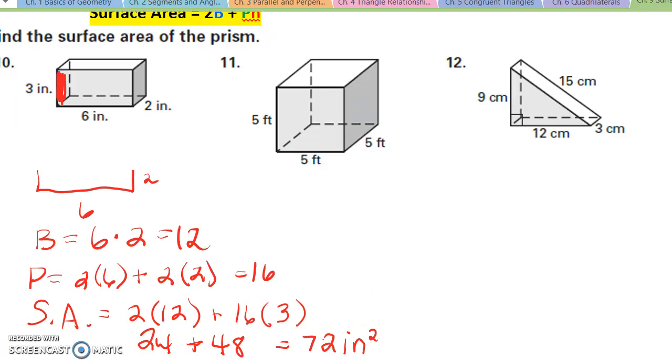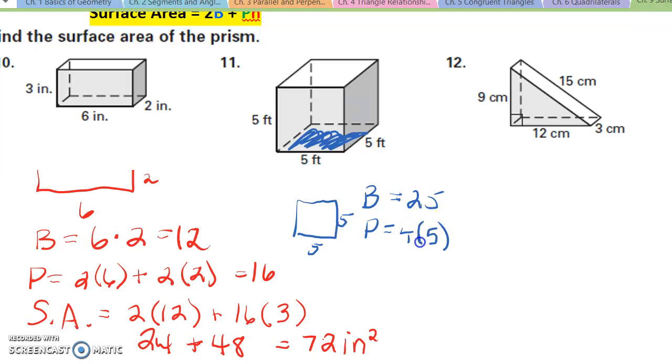In the next figure, this is a cube, but it's also a rectangular prism. And again, I'll assume it's sitting on its base. So its base is a 5x5 square. So we know the area of the base is side squared, or 25. And the perimeter of the base, the distance around the base, it has 4 sides. Each one of those is 5 feet. So 4 times 5 is 20.